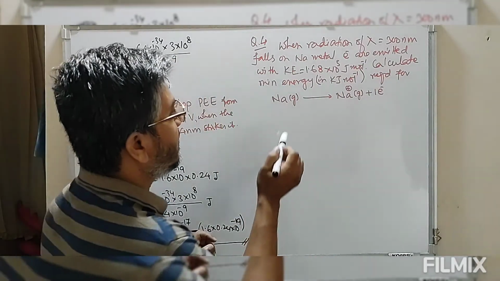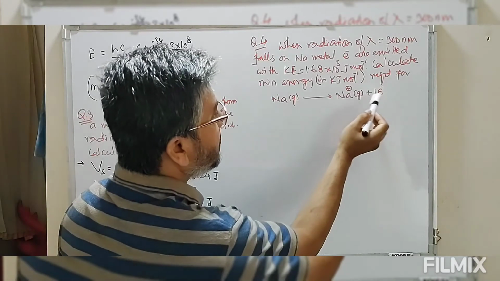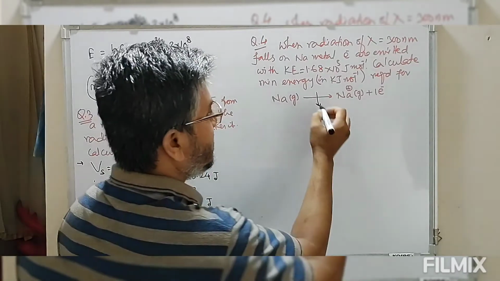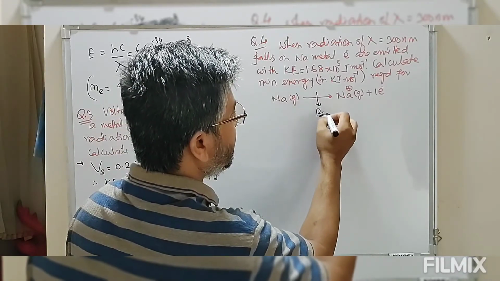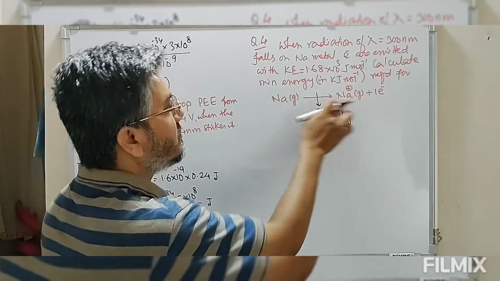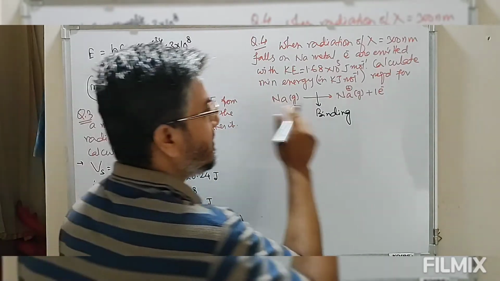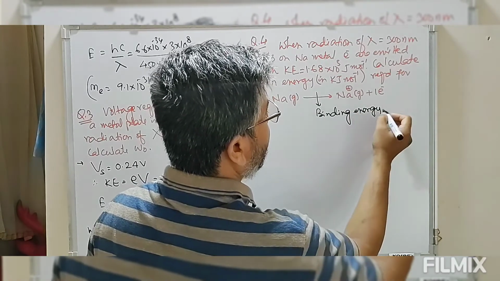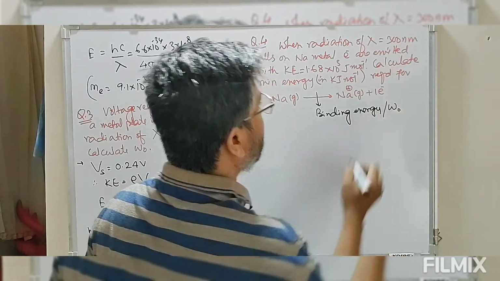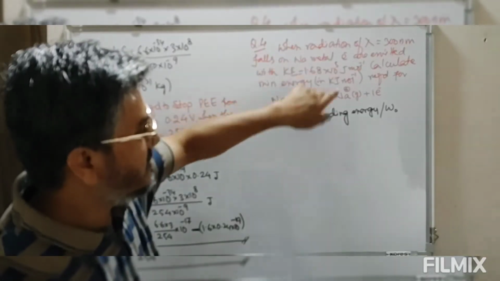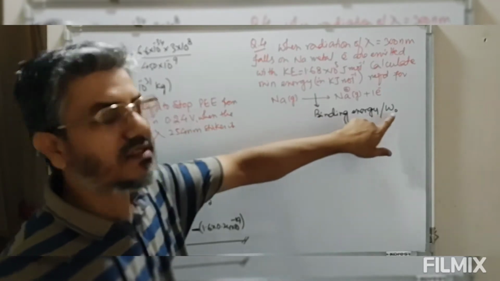So now look at this. Electrons are being removed from the surface. So the energy required for this process, that is what we call the binding energy, because we are removing electrons from a neutral isolated gaseous atom. So this binding energy is nothing but the work function. So the minimum energy required for this process is nothing but the binding energy, which is known as work function or critical energy.